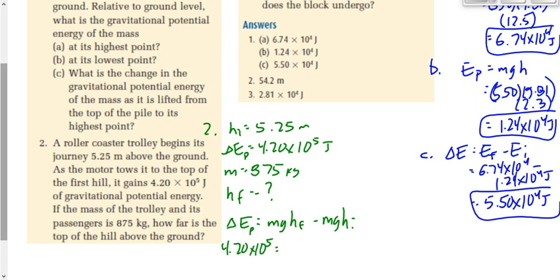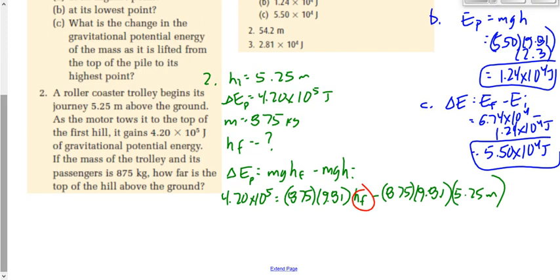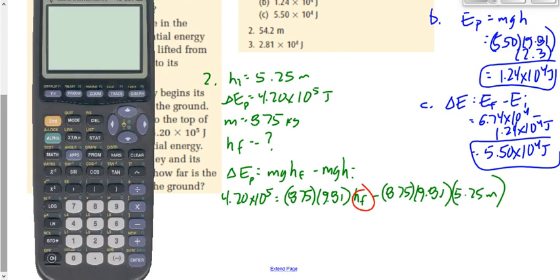M is, what is M? 875 times 9.81 times h final minus 875 times 9.81 times h initial. h initial is 5.25 meters. There we go. There's only one variable I don't know there. The math's a little bit tricky here, but let's do this. Let's calculate that number on the right-hand side. 875 times 9.81 times 5.25.